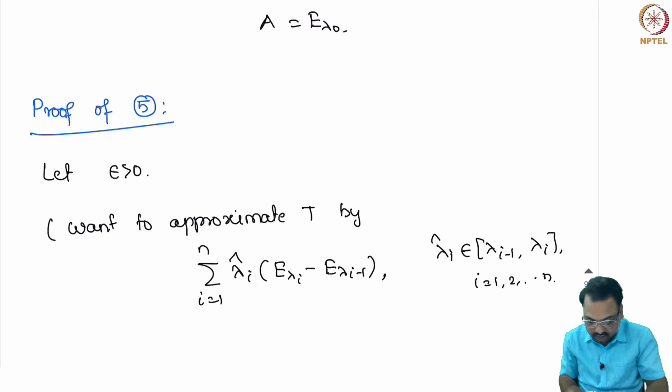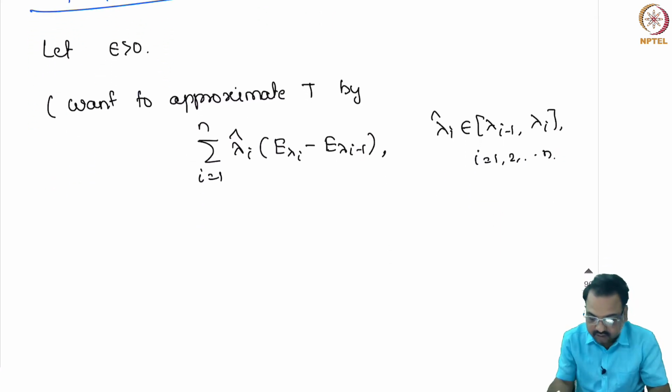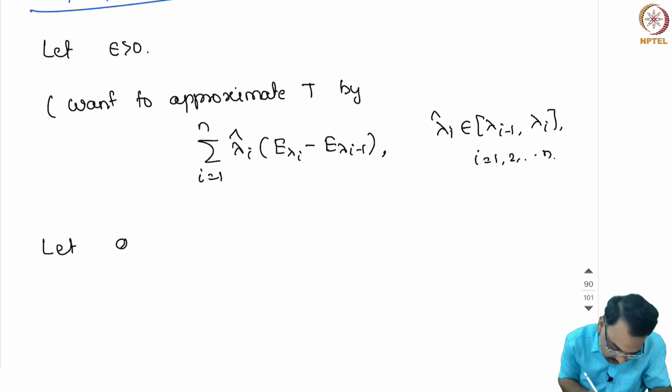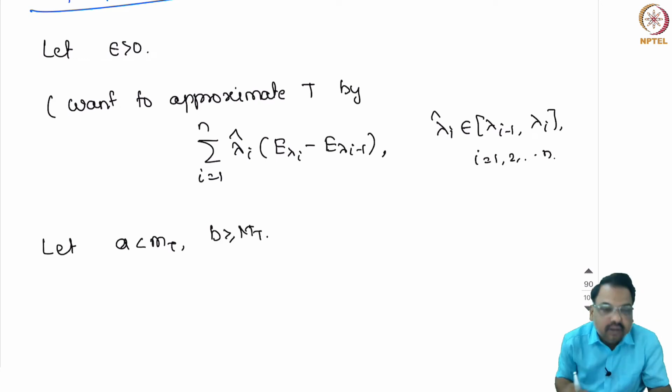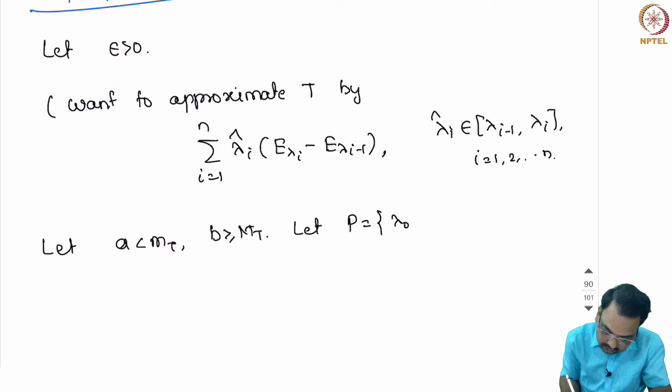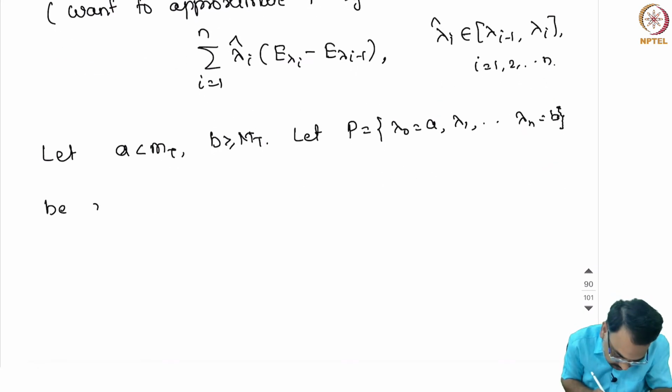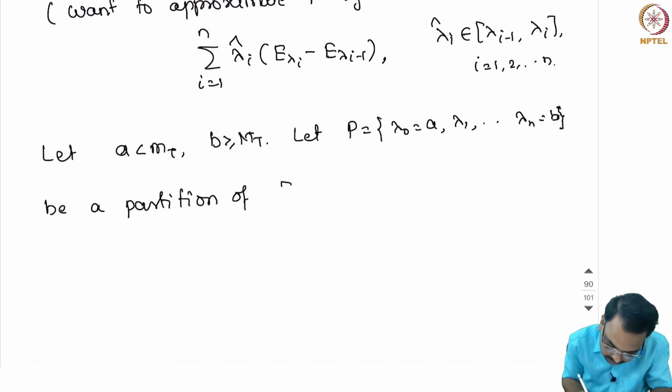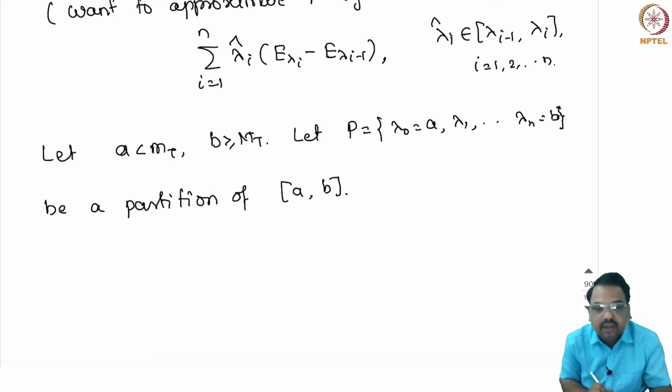Okay, so let us take epsilon positive, and let us take a less than m T and b bigger than or equal to capital M T. So let us take a partition P equal to lambda naught equals a, lambda 1, and so on, lambda n equals b, a partition of the interval a, b.